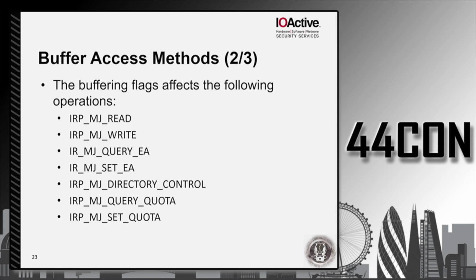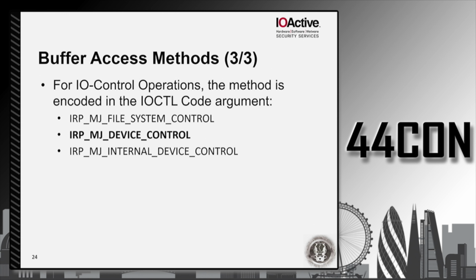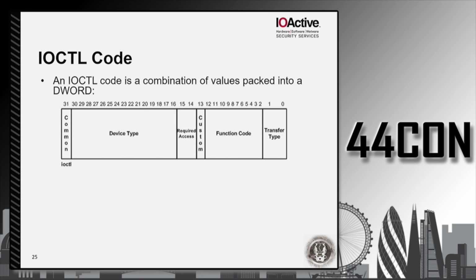How do you set these things? Well, for read and write and all those operations, you will see that it is set in the device flags, the device object flags. But for I/O control based operations, that's encoded in the I/O control code, which is the number we've seen before passed into NtDeviceIoControlFile. And it's just a combination of values that are packed into a DWORD.